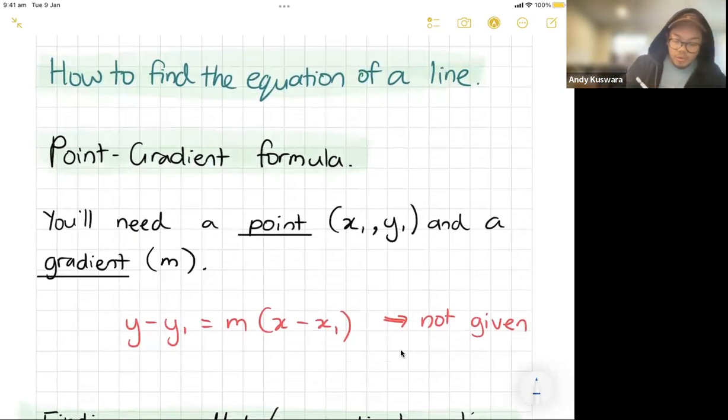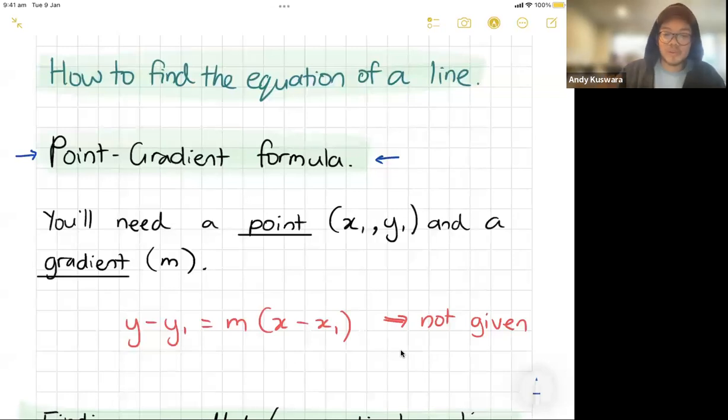Now I want you to ingrain this into your head. Whenever you hear the words find the equation of a line, 9 out of 10 times you're going to be using this formula here, the point-gradient formula. Now, what do you need for a point-gradient formula? Well, it's kind of in the name. You'll need a point and you'll need a gradient.